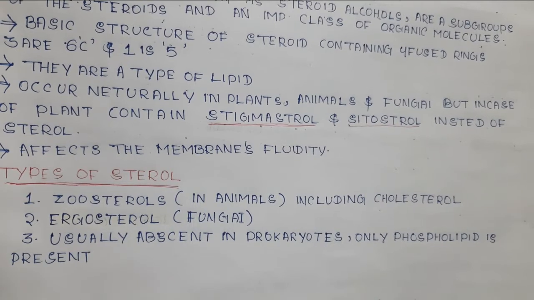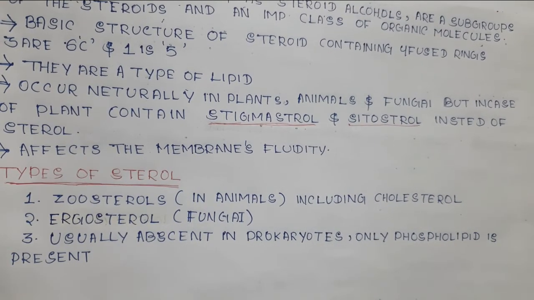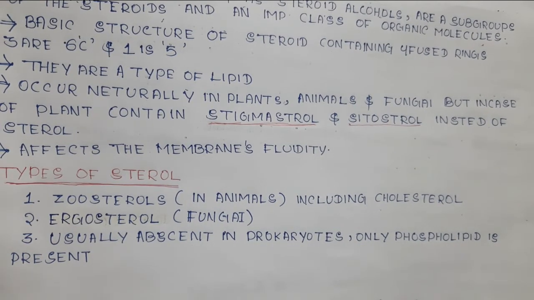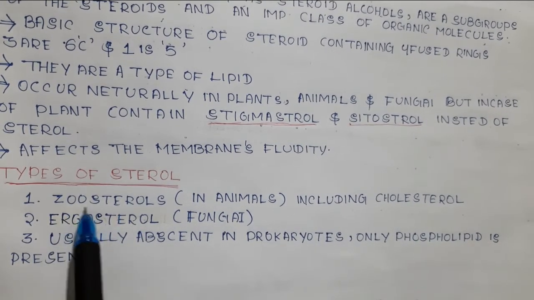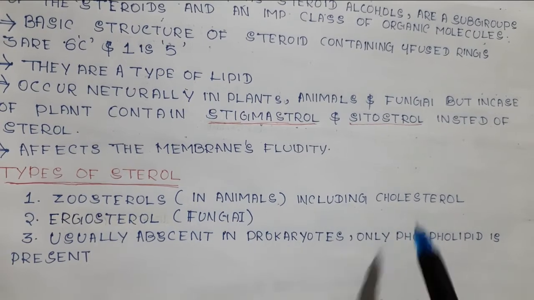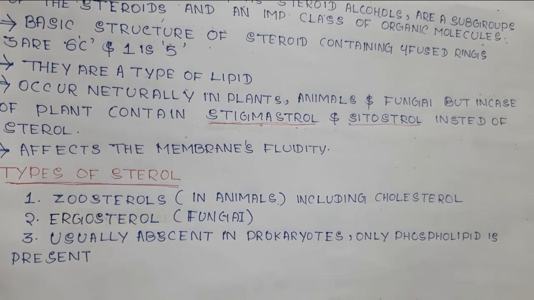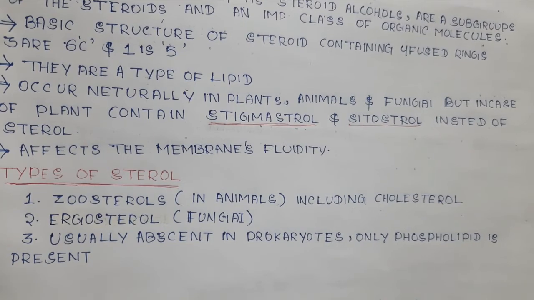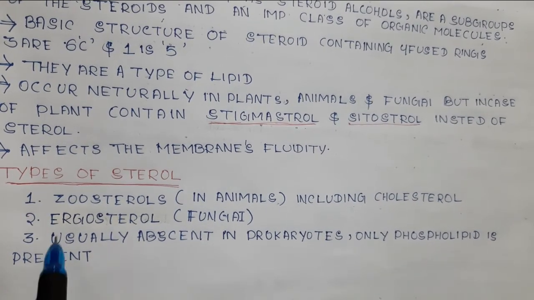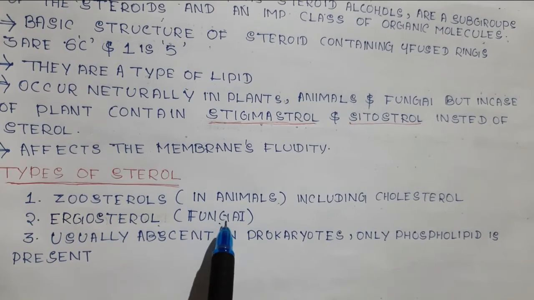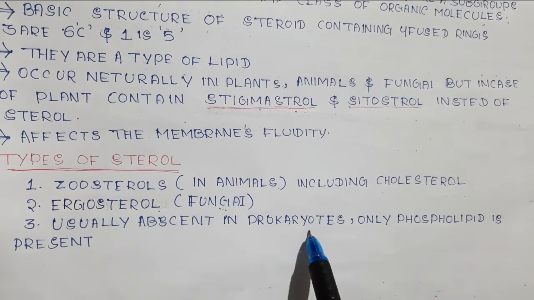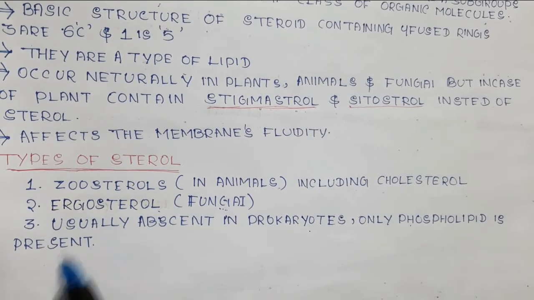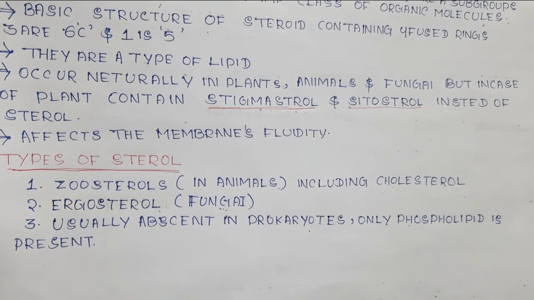Now we will see the types of sterol. There are different types in different organisms, but the function is the same. The first is zoosterol, where zoo means animal; in animals this includes cholesterol, so the cholesterol present in animals we call zoosterol. The second is ergosterol, which is present in the fungal plasma membrane. The third point is that sterol is usually absent in prokaryotes, where only phospholipid is present. As I already said, prokaryotes don't have sterol.